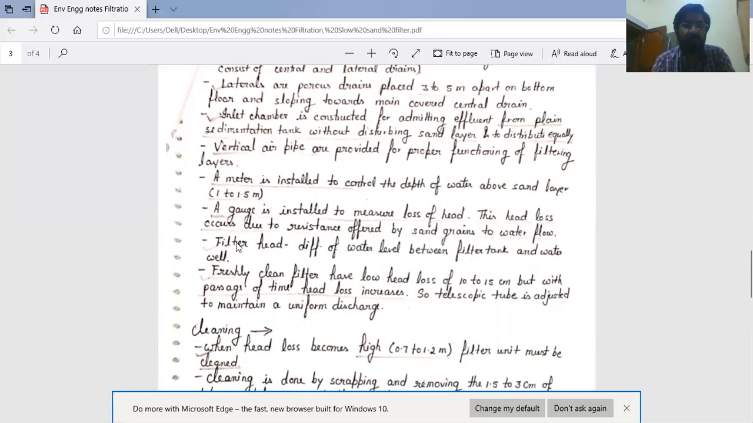This head loss occurs due to resistance offered by sand grains to water flow. Filter head is the difference of water level between the filter tank and the water valve. At the water valve, the filtered water is collected.